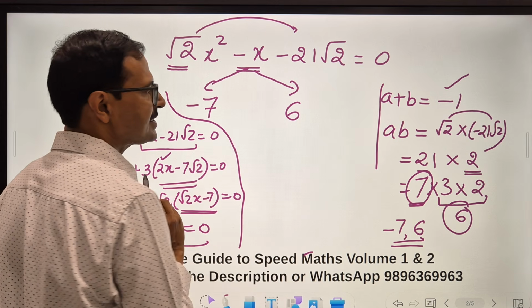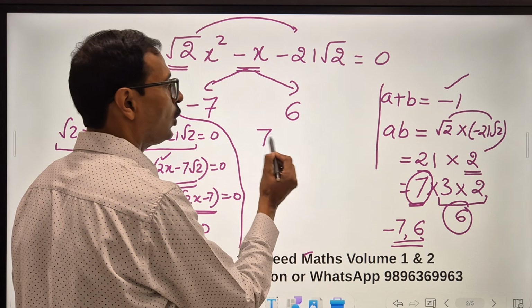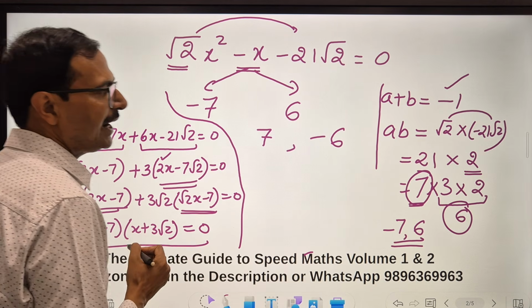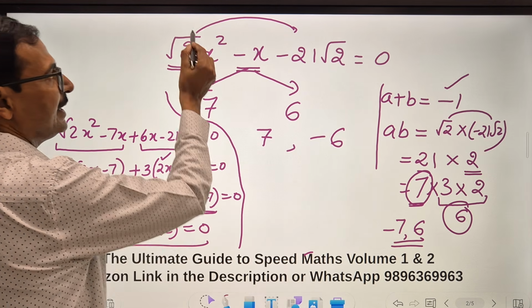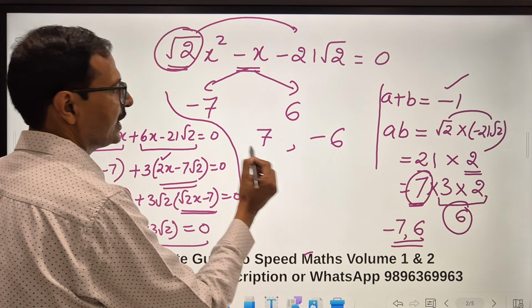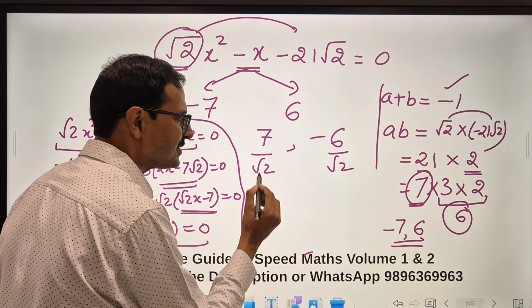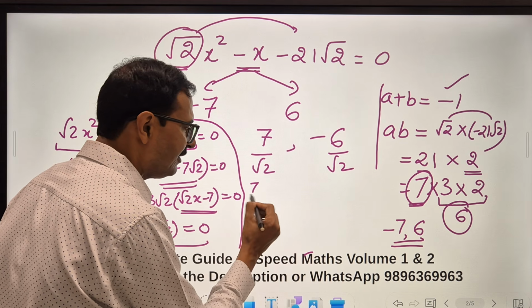Here we have minus 7 and 6. If you convert them to opposite signs, minus 7 becomes 7 and 6 becomes minus 6, and just divide by the coefficient of x square: 7 upon root 2, minus 6 upon root 2. I need to rationalize because 7 upon root 2, I can't leave it like this.